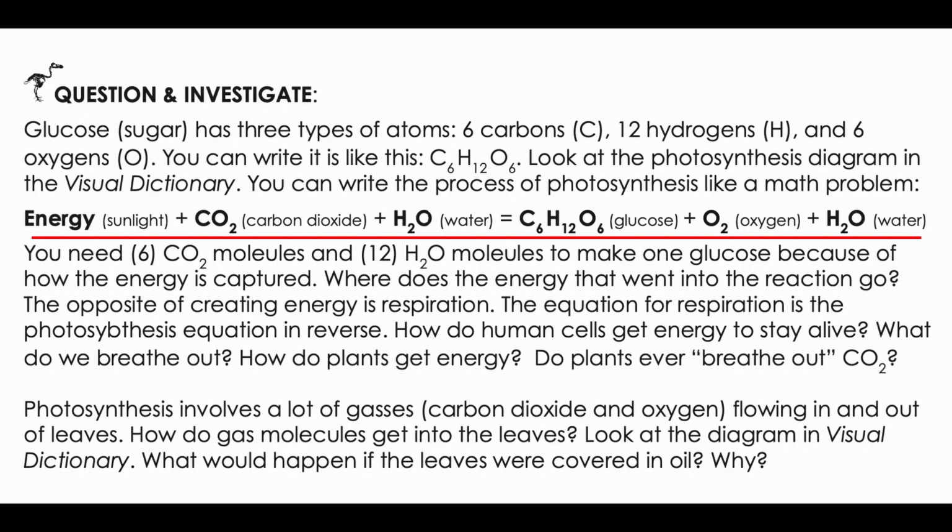This is such a fantastic page. You can write the process of photosynthesis like a math problem because chemistry. So energy, sunlight, plus carbon dioxide, plus water, H2O, equals glucose, which is what we just said, C6H12O6, plus oxygen, O2, plus water, H2O. So I'm going to show you in the Ultimate Visual Dictionary their diagram.